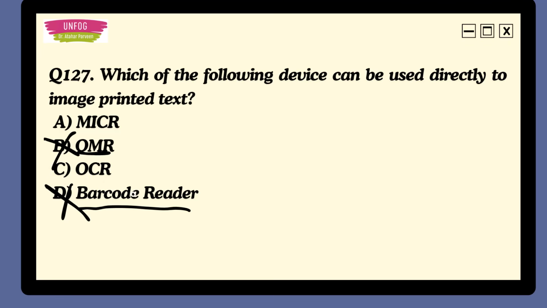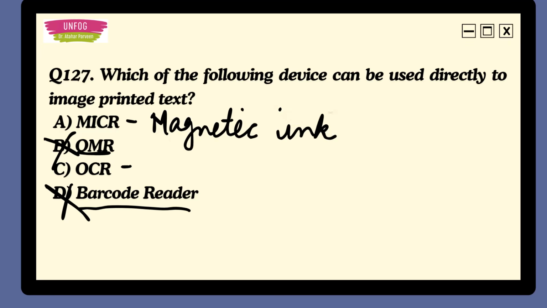Now your two next options are MICR and OCR. To know which of these is the answer, you must first know what their full form is. MICR stands for Magnetic Ink Character Recognition.